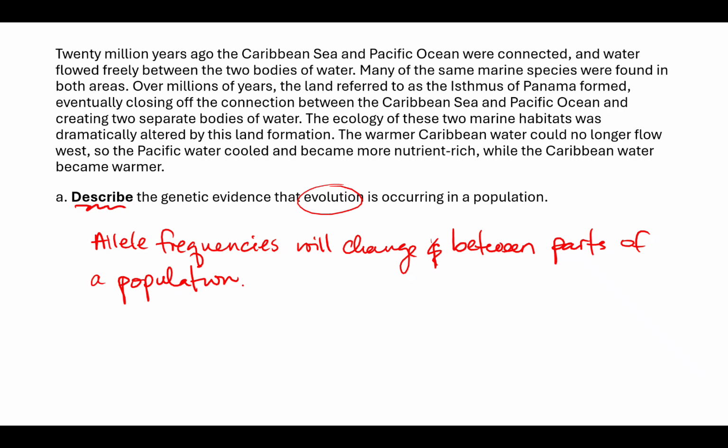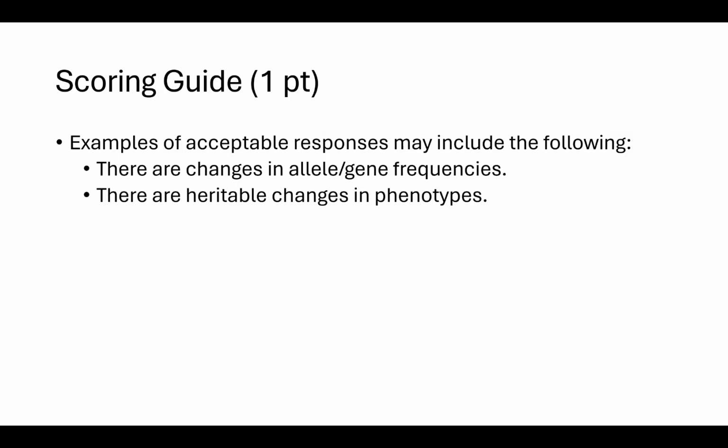All right, so let's go ahead and look at the scoring guide for this. So there are a couple of different answers. You could say the easiest one, there are heritable changes in phenotype. That heritable is key because if the phenotype changes, but that change is not heritable, meaning it can't be passed on to the next generation, it's not going to count as natural selection or evolution. You could also say there are changes in allele or gene frequencies. Remember I said that's kind of your genetic hallmark that evolution has occurred.